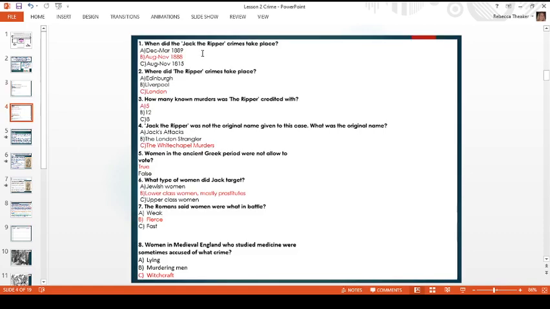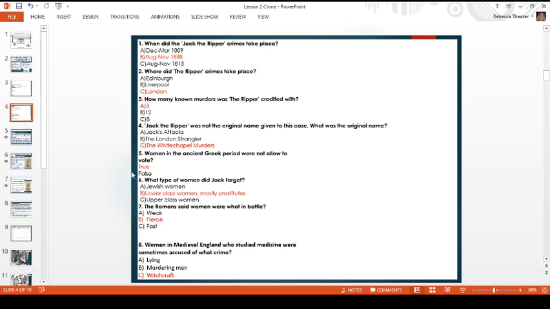Okay, answers. Number 1 was B. The Ripper crimes took place between August and November 1888. 2 is C. The crimes took place in London. 3 is A. There were 5 known murders. 4. The Jack the Ripper case was originally known as the Whitechapel murders because Whitechapel was the area in London where the murders took place.